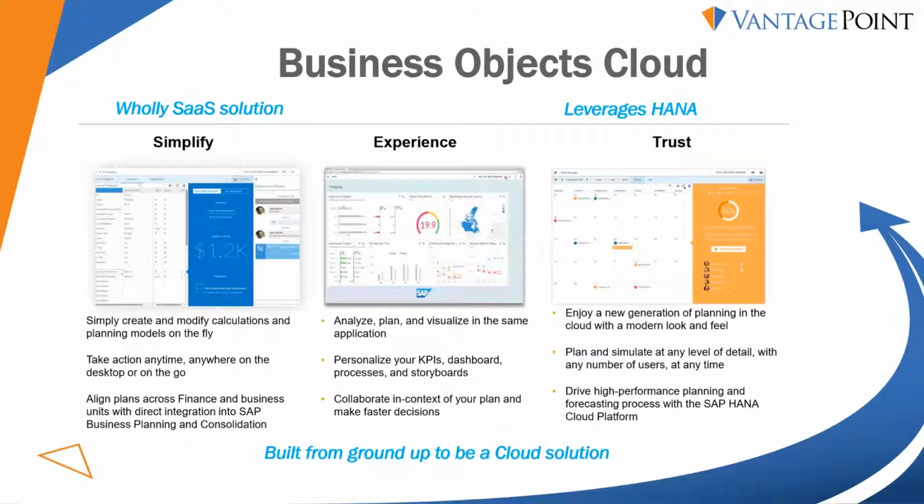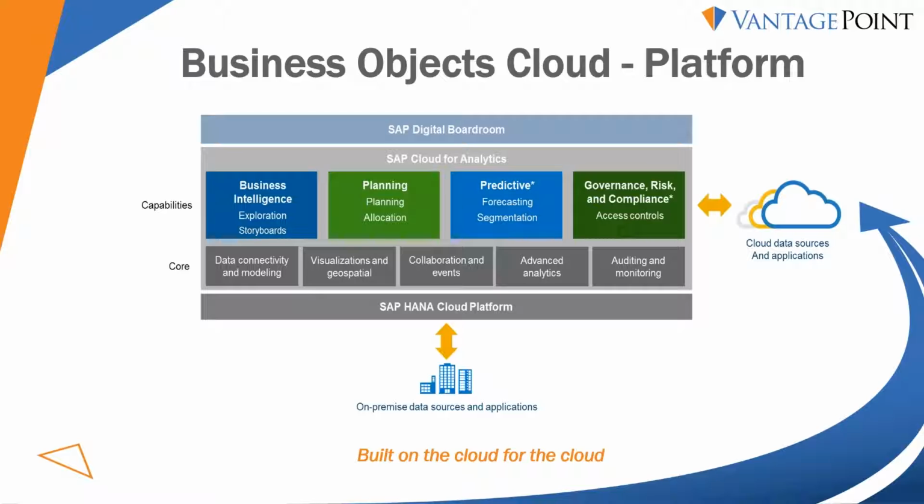The last product we're going to hit again is the Business Objects Cloud. It is a wholly software-as-a-service product. It leverages the power of HANA and is built from the ground up to be a cloud solution. The goal is to make it a very simple, easy-to-use interface where we've layered on the experience of 15 years of building planning solutions in SAP, and started to build that into the tool on a cloud-based interface. And then from the trust perspective, high collaboration, very easy look and feel, one common set of data for that enterprise, a single version of the truth.